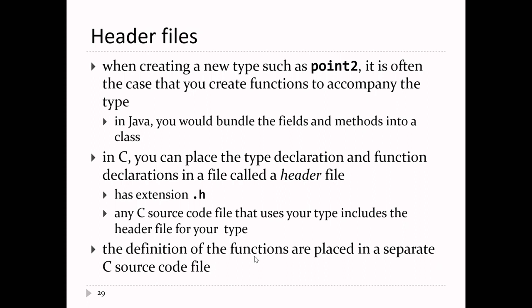All of your definitions, so your function definitions, and possibly the structure definition, go into a source code file, a .c file. So you split your implementation into 2 pieces: a header file and a source code file. The header file contains all the declarations. The C source code file contains all of the definitions.